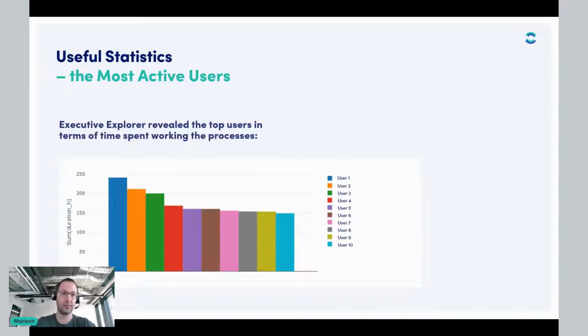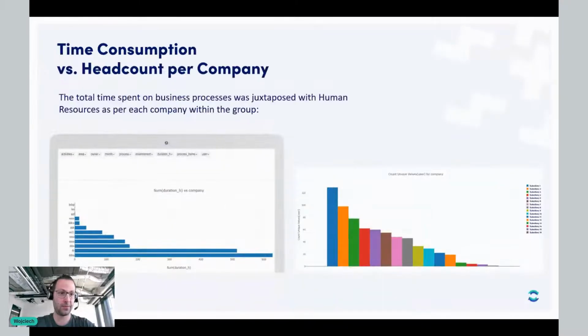Let's now start with some basic information, some warm up. First of all, we can see the most active users in the system in the entire group. Then, of course, we can deep dive a little bit, and the next information is time consumption per company, obviously taking into consideration the headcount of the specific company. So we can see how the workload is distributed in the specific companies in the group.